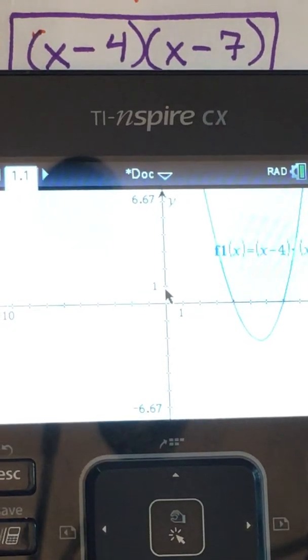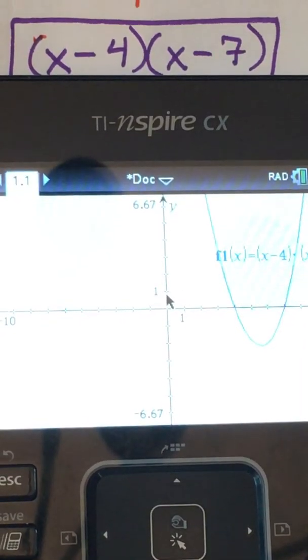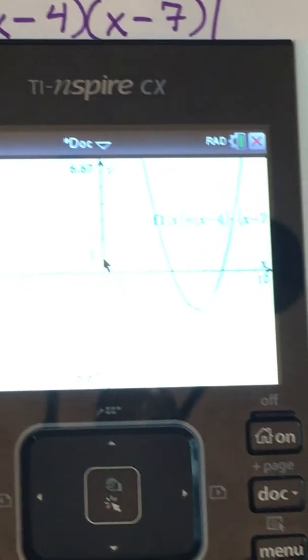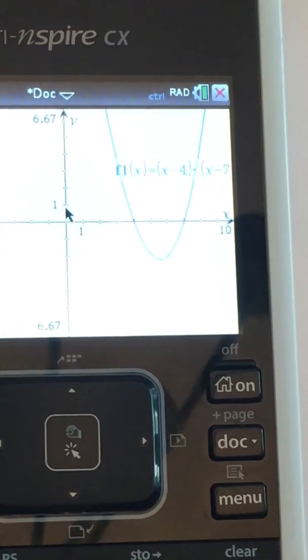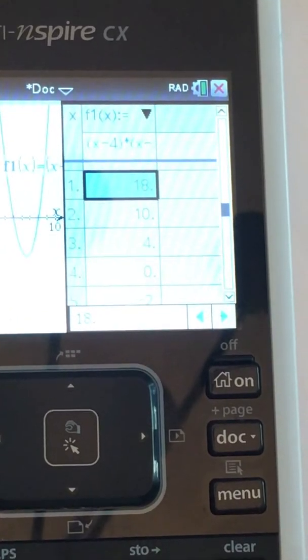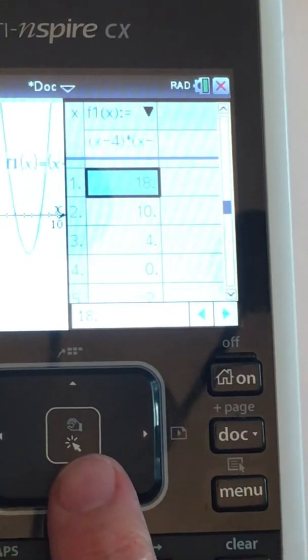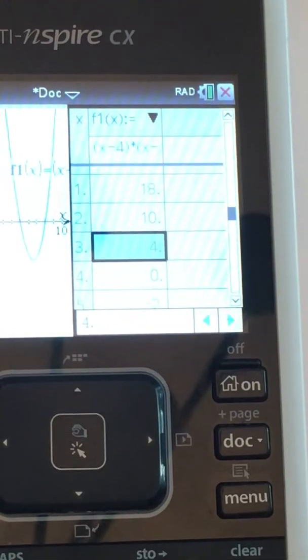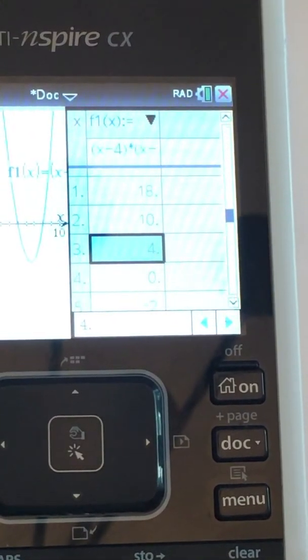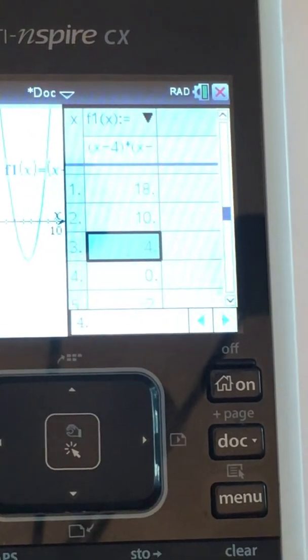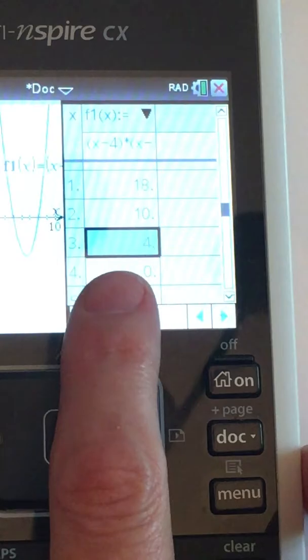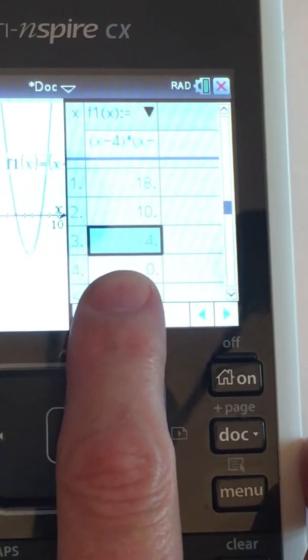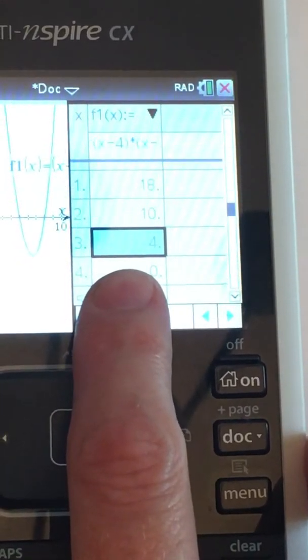It looks a lot like the graph they gave us in the picture. So let's go check our table. Control T. They gave us the point 3, 4. Hey, that's right there on my table. What a great sign to know that we did things right. So that's how we use our table to help us to know if we did this correctly.